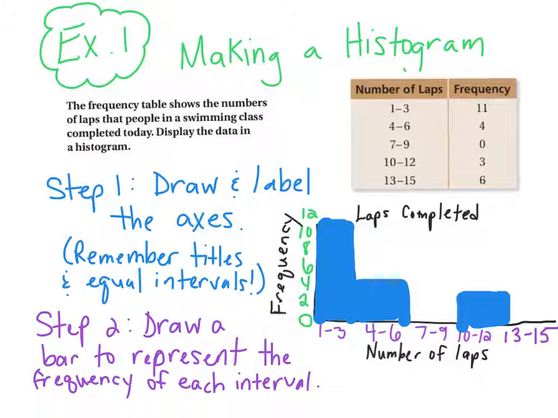And then the final one is who swam 13 to 15 laps, or how many people, I should say, swam 13 to 15 laps, and that was 6 people. So we'll go across from the 6, and we will again touch the bar right next to us, and we will make that final bar for 13 to 15 laps.